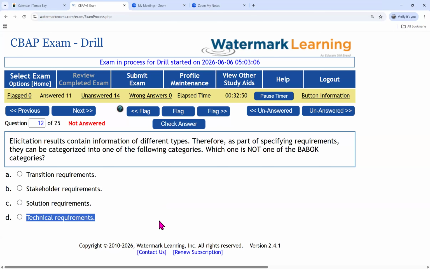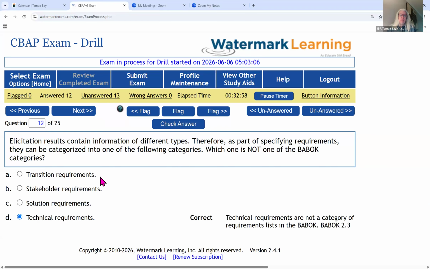No. Okay. Technical requirements are not one of the categories. So it's transition. We start with our stakeholder requirements. We get our transition requirements. Then we get our solution requirements.